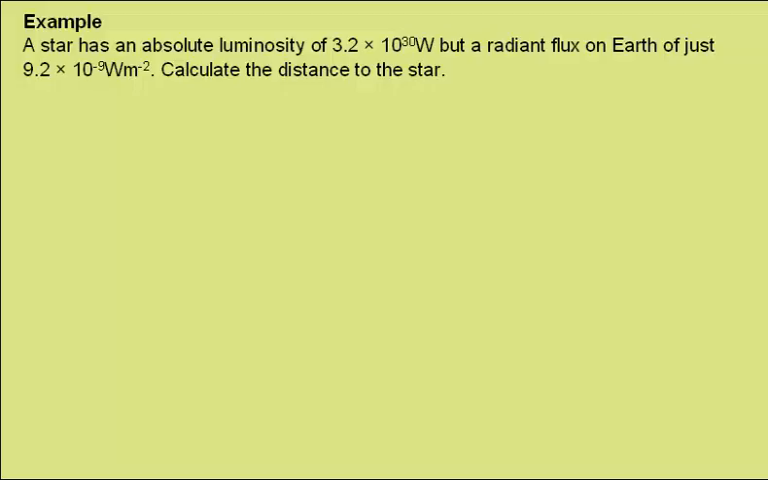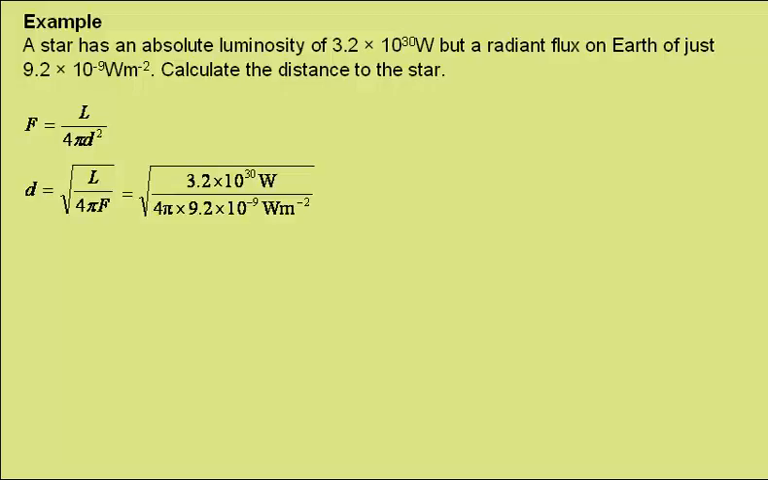Let's look at an example. A star has an absolute luminosity of 3.2 times 10 to the 30 watts, but a radiant flux on Earth of just 9.2 times 10 to the minus 9 watts per square metre. Calculate the distance to the star. Well, we know that the radiant flux is equal to luminosity over 4 pi d squared, and we can rearrange for d. Putting in the values given gives us a distance of 5.3 times 10 to the 18 metres.